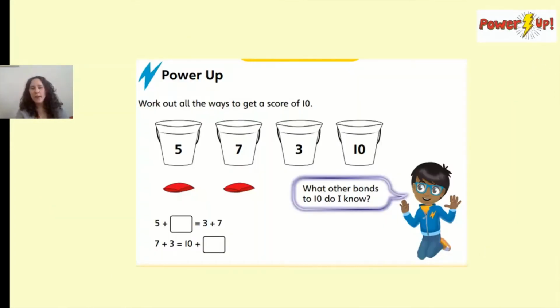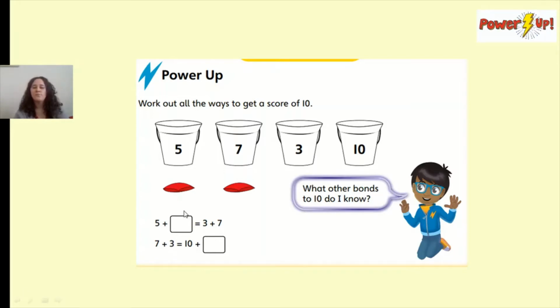Right, let's start with a power up to warm up our brains. Today's question asks, work out all the ways to get a score of 10. So here we've got some buckets with numbers on. 5, 7, 3 and 10. And you've got to imagine you've got a bean bag and you're going to throw the bean bags into the bucket. What you want to do is throw either 1 or 2 bean bags into the bucket to see if you can add up to make a score of 10. So think about all the different ways you can do this.